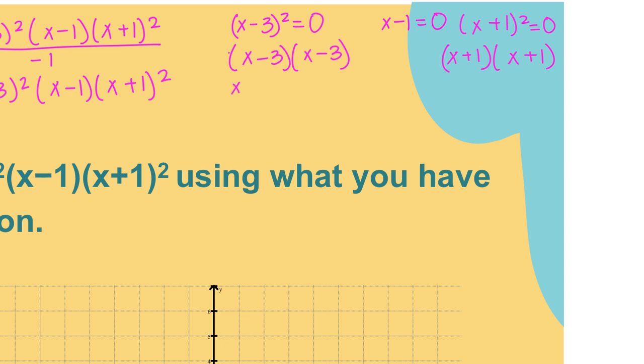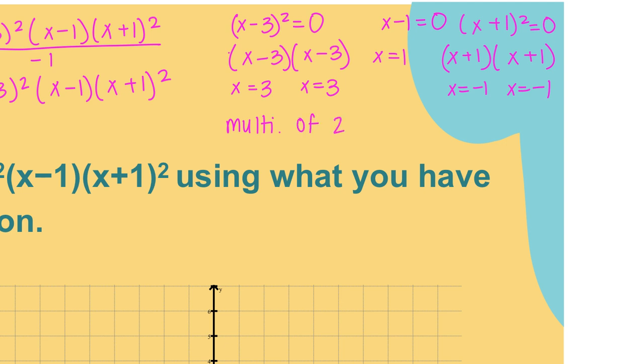I'm going to get x equals 3, x equals 3, x equals 1, x equals negative 1, x equals negative 1. Okay, those are all my zeros. How many zeros do I have in total? 5. Okay, so for x equals 3, I have a multiplicity of what?